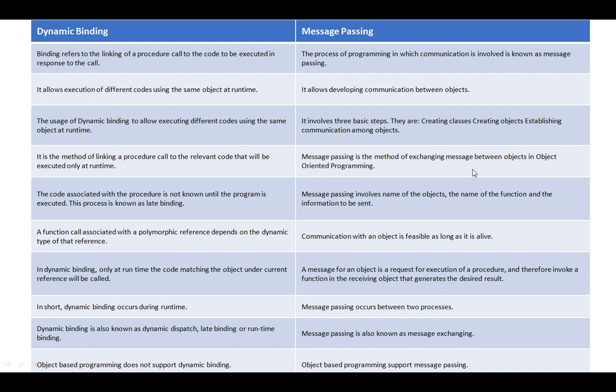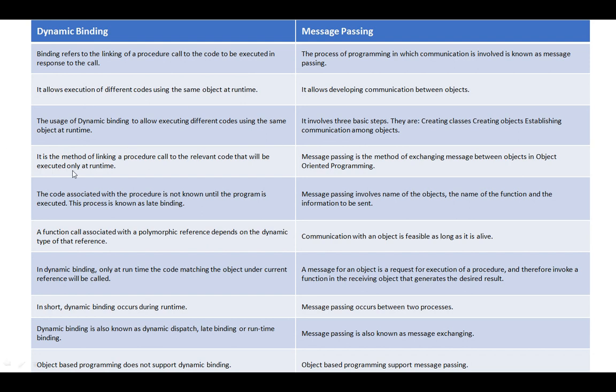Dynamic binding, as you already know, refers to linking of a procedure call to the code to be executed in response to the call. Whereas message passing is a process of programming in which communication is involved. Dynamic binding allows execution of different codes using the same object at runtime. Message passing allows developing communication between objects. The use of dynamic binding is to allow executing different codes using the same object at runtime. Message passing involves three basic steps: first creating classes, creating objects, and establishing communication among those objects.